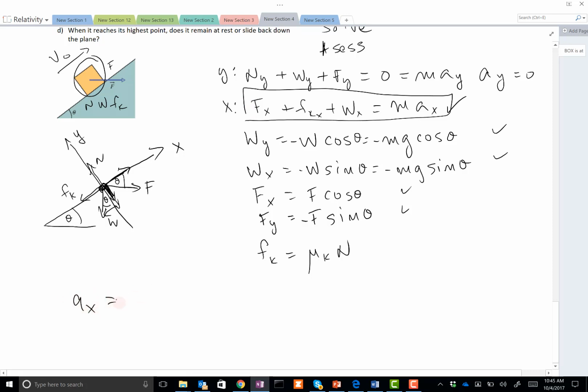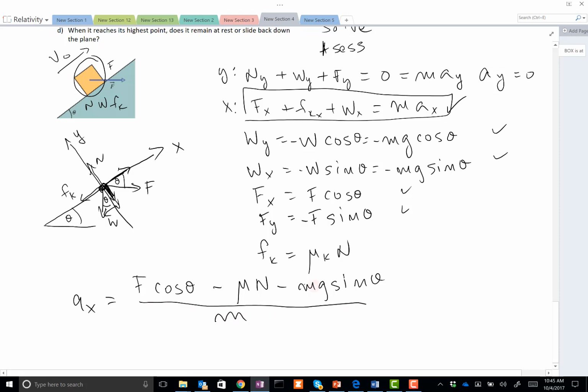The acceleration is equal to F cosine theta, right? So Fx, which is F cosine theta, plus the friction force, which is mu times the normal, and this is going to be negative because it points down. And then we have the weight in the x direction, and that also is negative, so it's minus mg sine theta, and all this divided by m. So that is the acceleration.